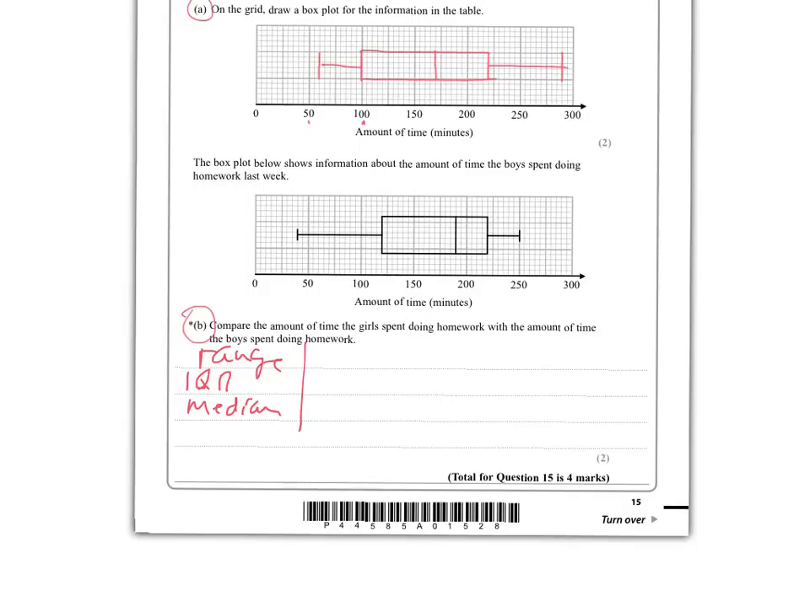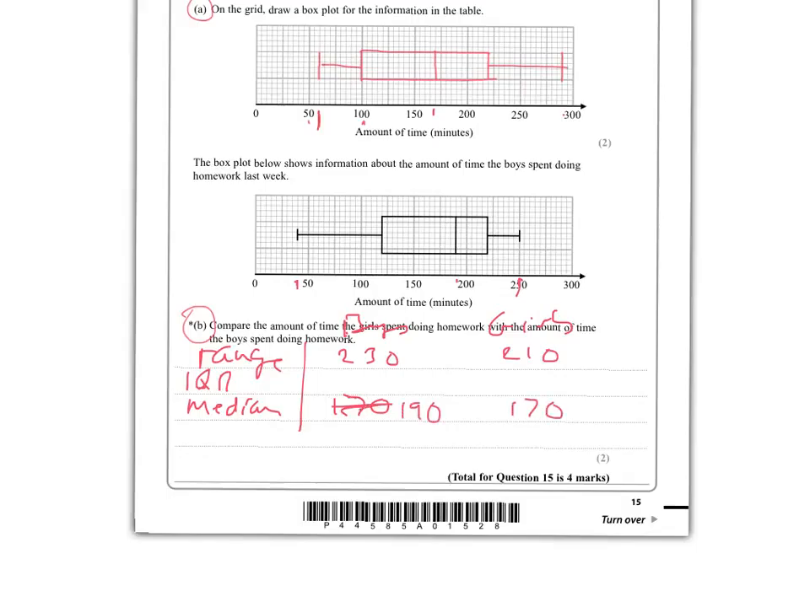So the range, well, for boys it's from 60 to, well, in fact it gave us in the table as 230. So for boys, it's 230. The range for the girls goes from 250 down to 40, so that's 210. The median is the next easy one to do, so that's 170 here, and for the boys it's 190. Oops, wrong way around. For the girls it's 170, for the boys it's 190.